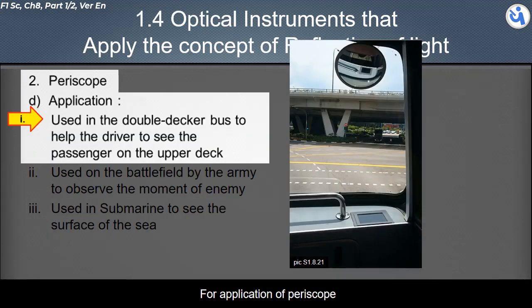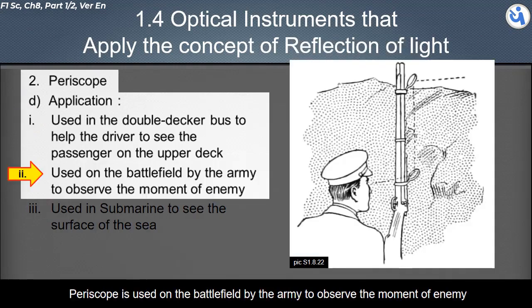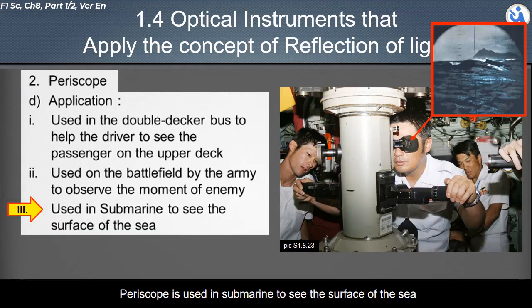For application of periscope: Periscope is used in the double-decker bus to help the driver to see the passengers on the upper deck. Periscope is used on the battlefield by the army to observe the movement of the enemy. Periscope is used in a submarine to see the surface of the sea.